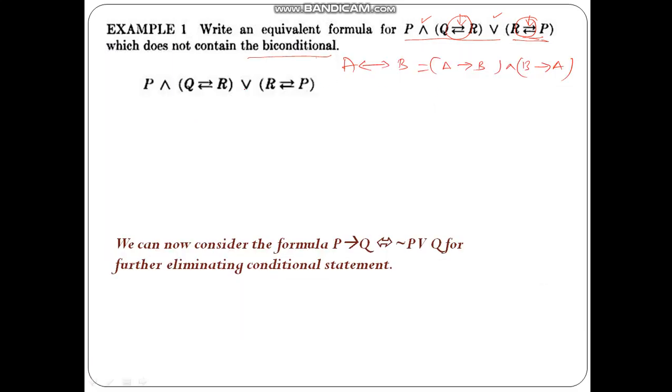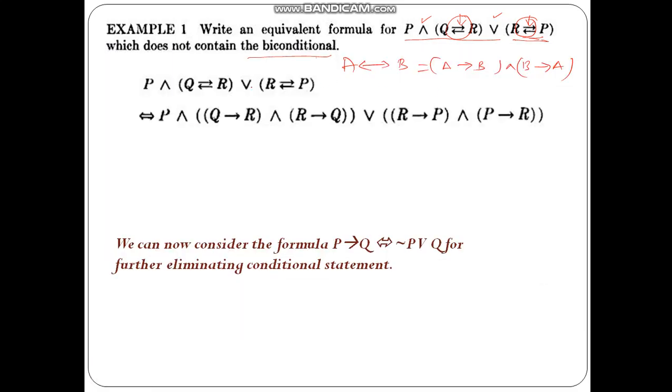Then this particular formula will be replaced by this one, that is (P implies Q) and (Q implies R), and (R implies Q) or (R implies Q) and (P implies R). So that is this part and this is this part. Now there is no biconditional statement. We can say that this is my answer.